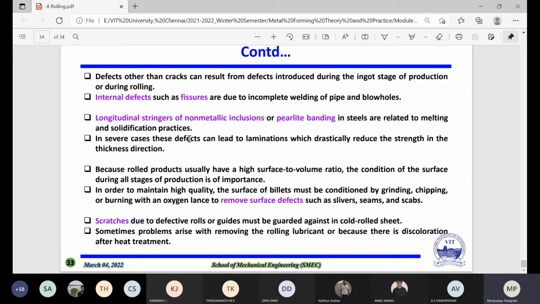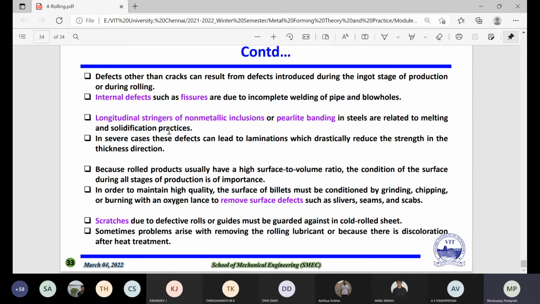Apart from this, there are longitudinal stringers of non-metallic inclusions. If you have some non-metallic impurities attached as inclusions there, in technical terms this is known as pearlite banding. In steel normally, and it depends on material to material, these are related to melting and solidification practice.